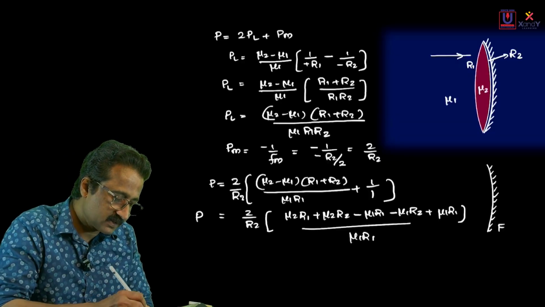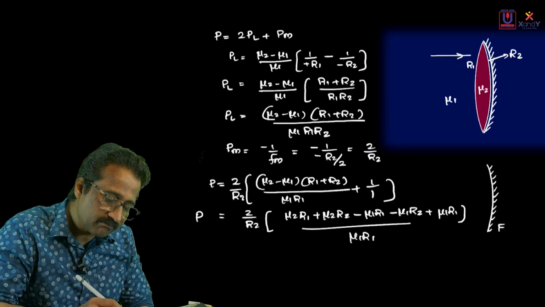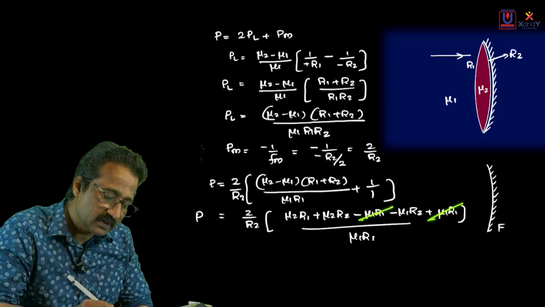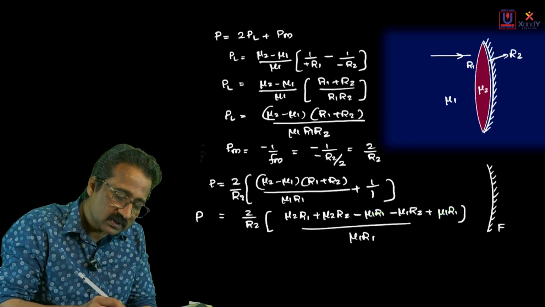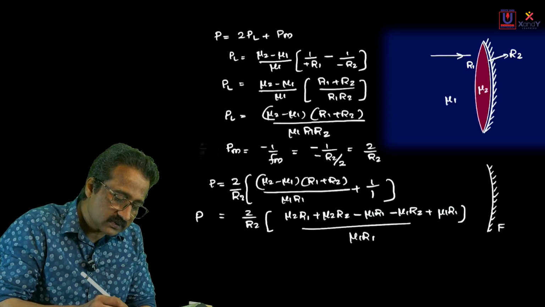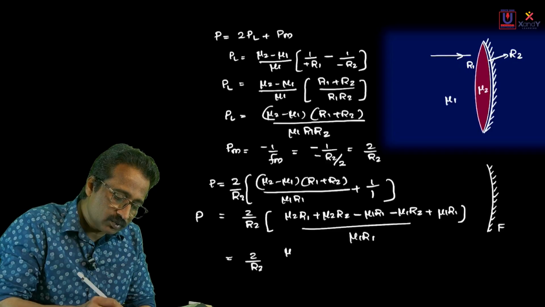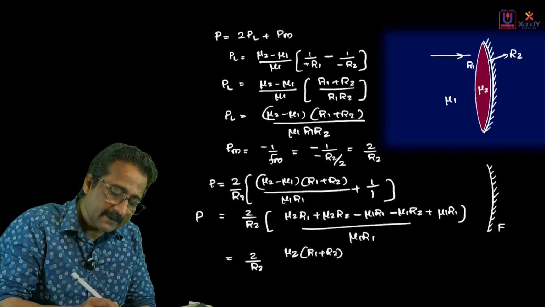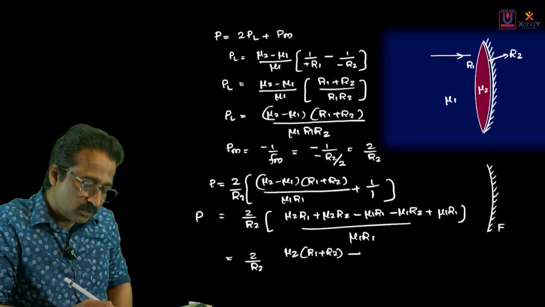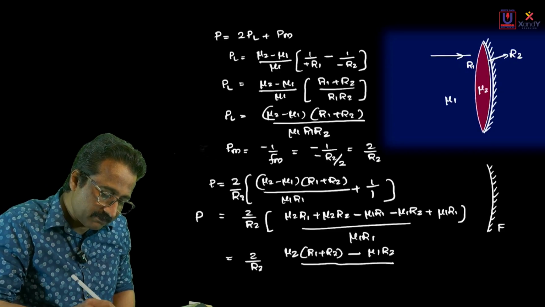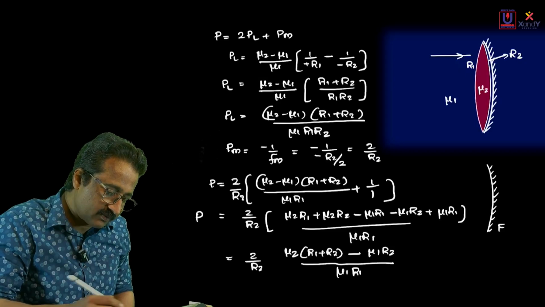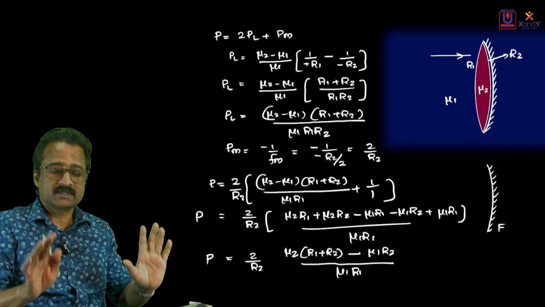I think there are certain terms to cancel. Which ones? Plus mu1 R1 minus mu1 R1. There's only mu2 into R1 plus R2. So this is equal to 2 by R2 into mu2 into R1 plus R2, minus mu1 R2, divided by mu1 into R1. That is the power of the device.